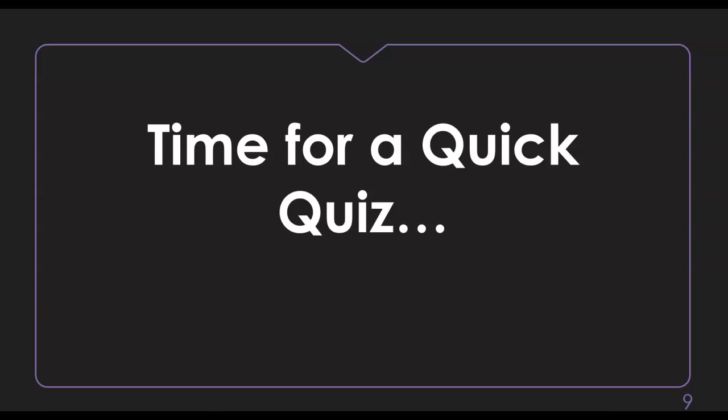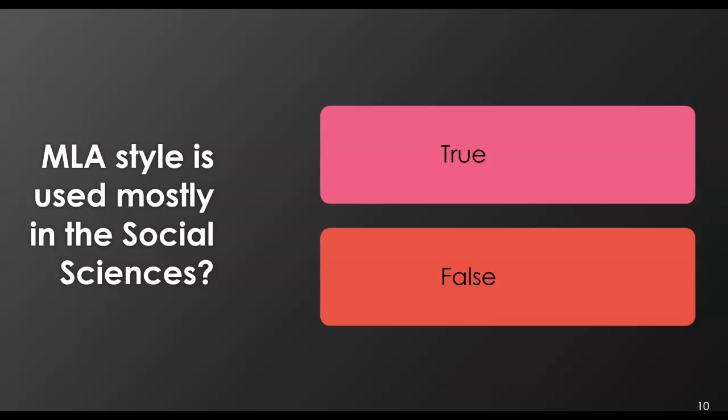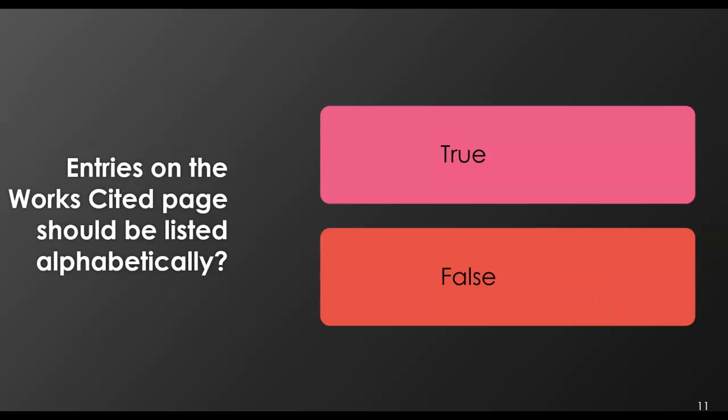So time for a quick quiz. MLA style is used mostly in the social sciences. True or false? If you guessed false, you would be right. Entries on the works cited page should be listed alphabetically. What do you think? This is true. They should always be listed alphabetically.